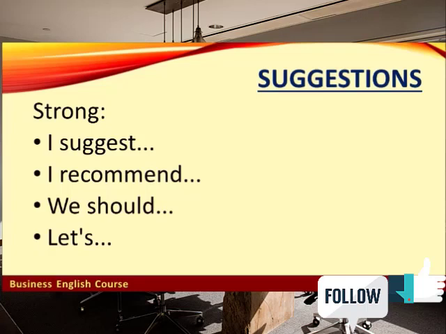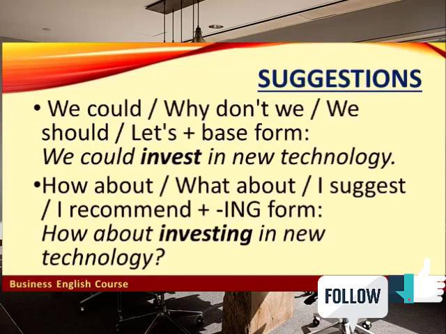Strong phrases for suggestions. I suggest. I recommend. We should. Let's. Note that the phrases we could, why don't we, should, and let's are followed by the base form of the verb. For example, we could invest in new technology. The phrases how about, what about, I suggest, and I recommend are followed by the ing form. How about investing in new technology?